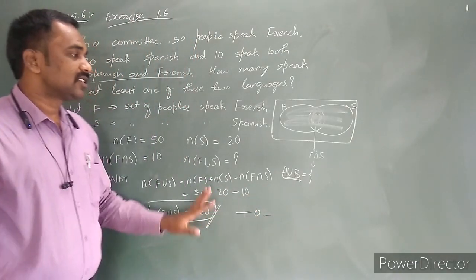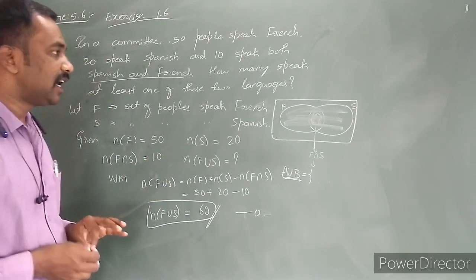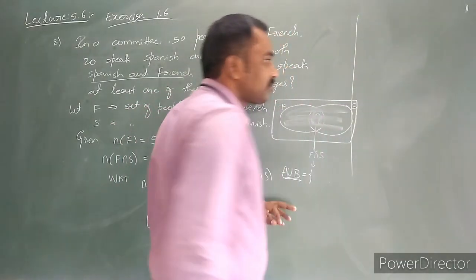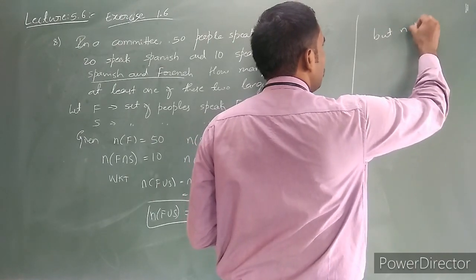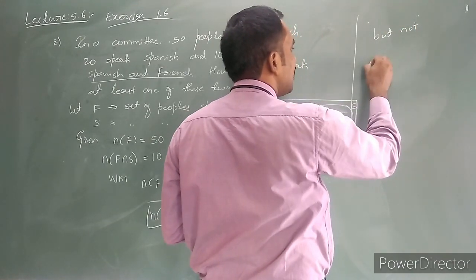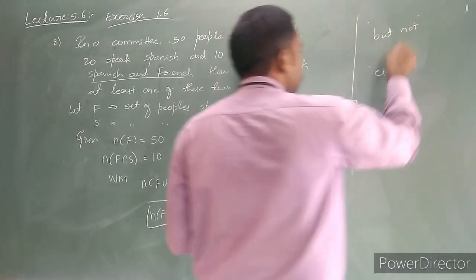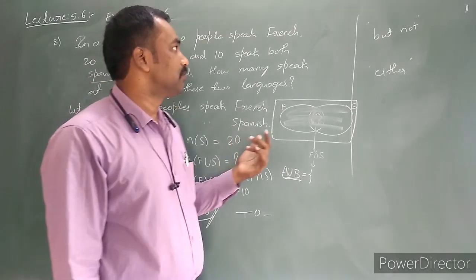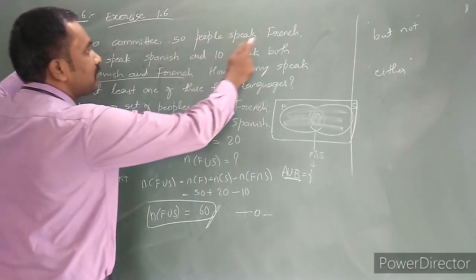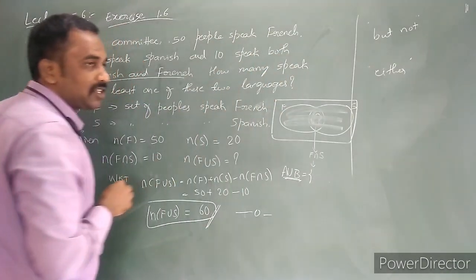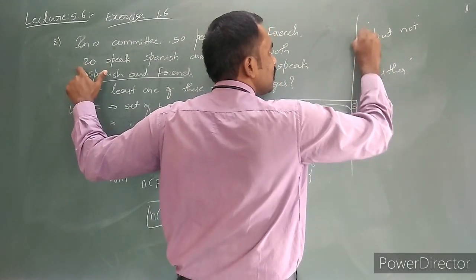Now, there are similar types of problems you can just solve yourself. In a word problem, which problem has the words but not and either? But not and either. If these two words are present, for example, I am just converting the problem: 50 people speak French but not Spanish.